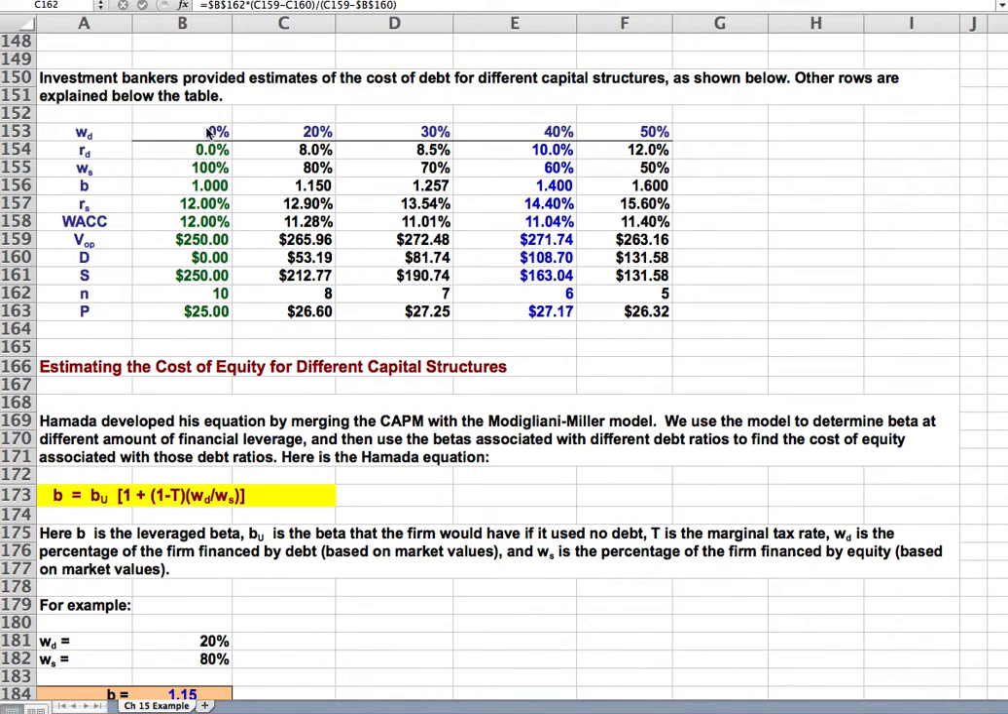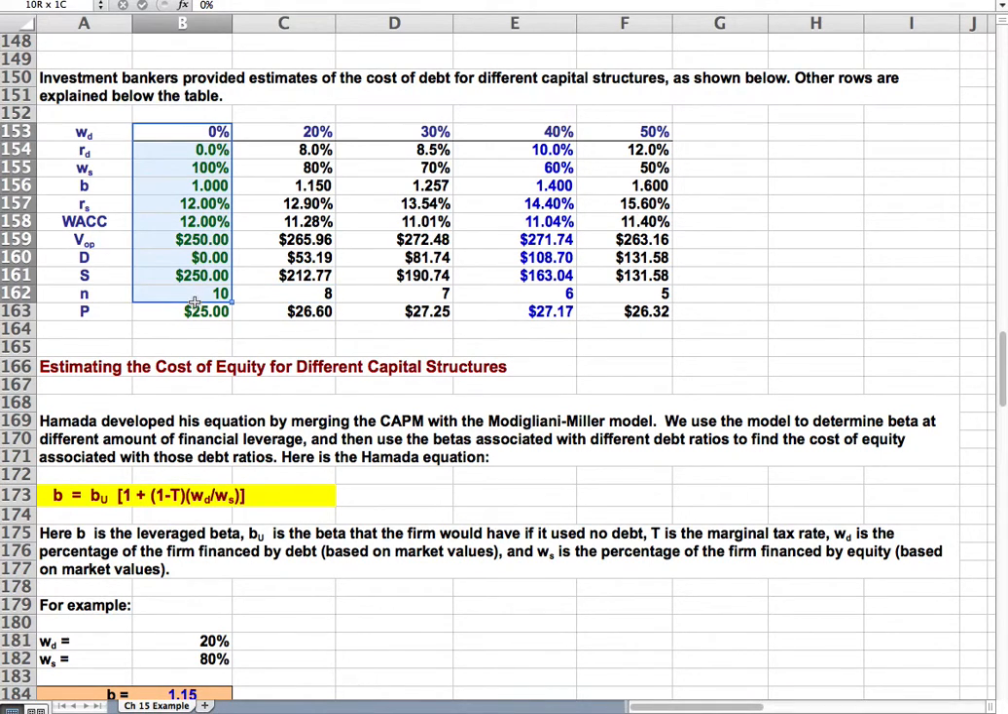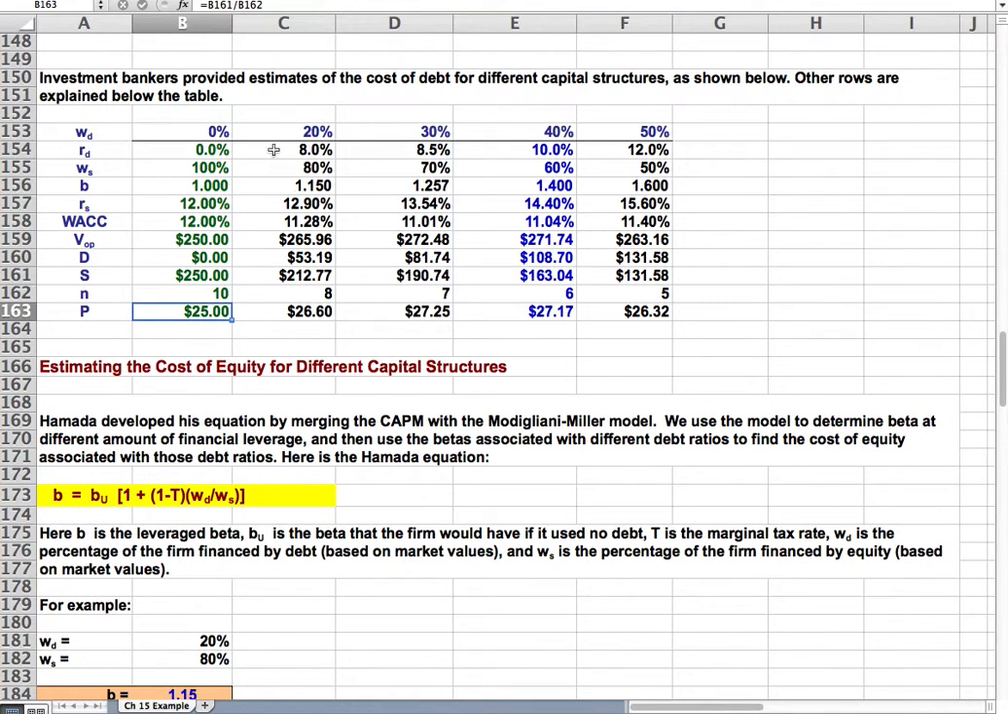So we just calculated this whole column where we saw no debt, 100% stock, the beta, the cost for stock, the weighted average cost of capital, because it's all stock, the value of the operations, and number of shares, price per share. We're going to calculate next using leverage, 20% debt.